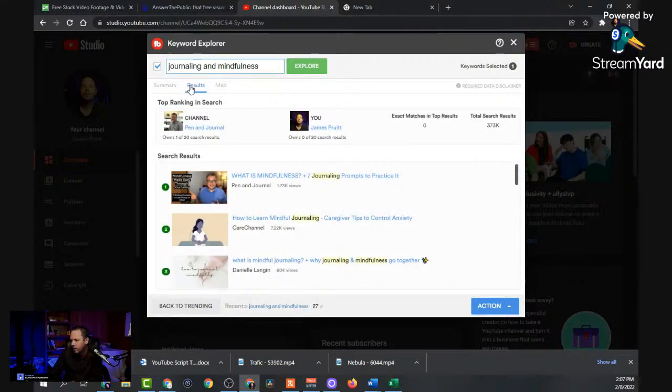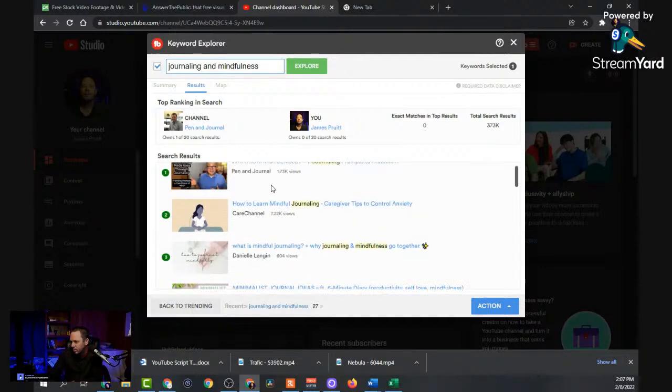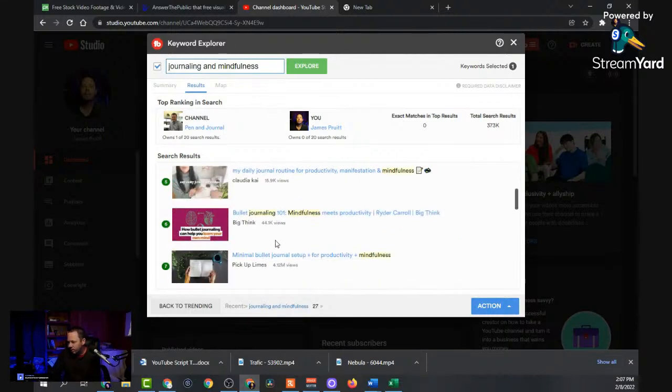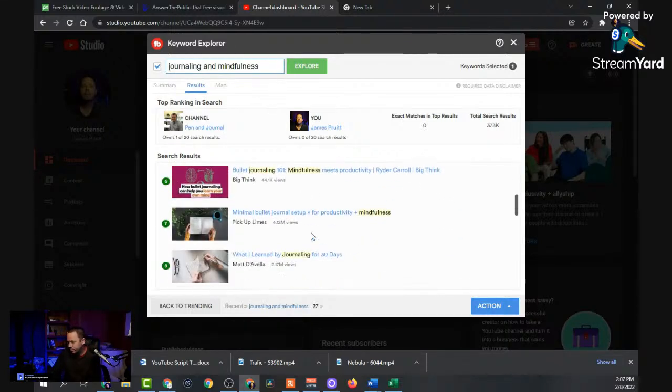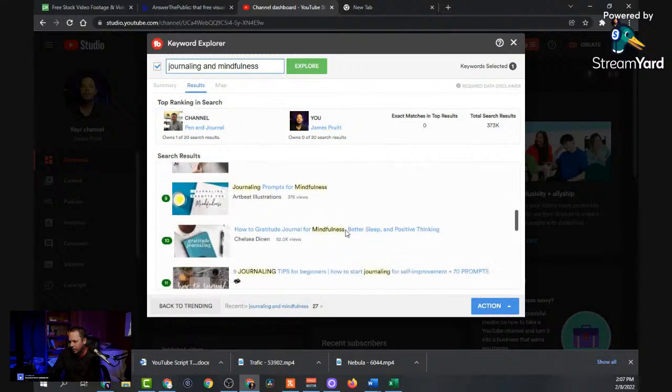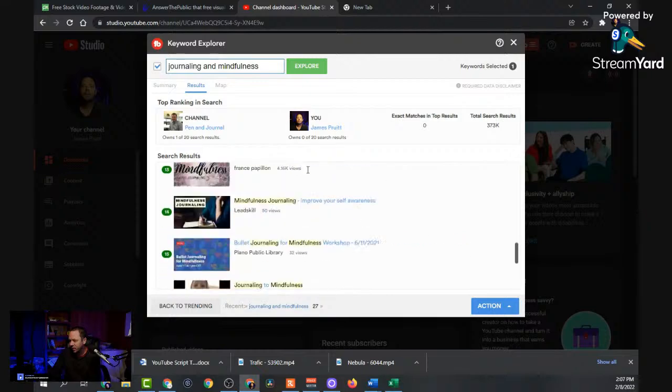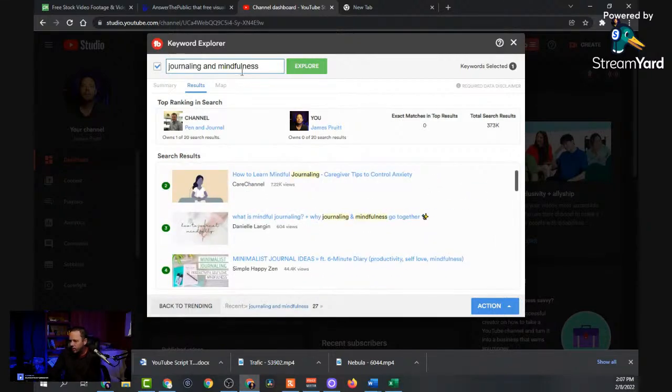And then I can look over here at the results. These are the top keywords for journaling and mindfulness. And only one channel owns the top 20 results. So there's no exact matches in the top results. So the secrets of journaling and mindfulness, I could do a video on that, and nobody's specifically targeting that keyword phrase, but probably because there's not a whole lot of people searching for that keyword phrase. So that's one of our possibilities, but we're going to continue looking at other keywords.